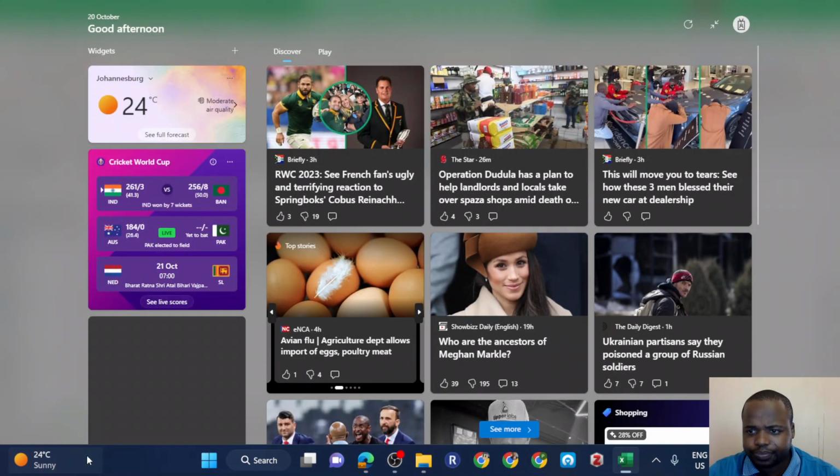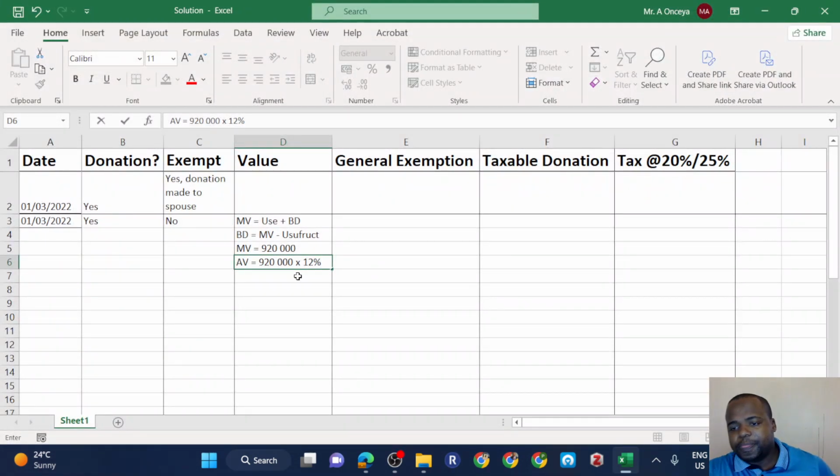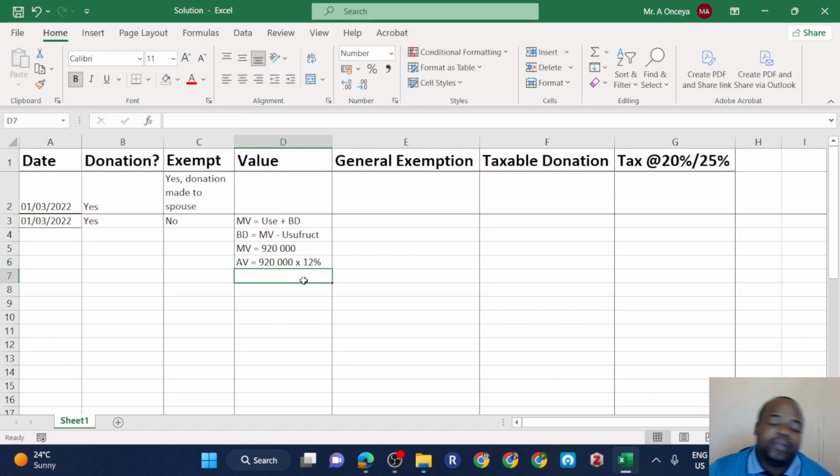So in other words, if you are renting this property, you would expect it to generate 12% of its value per annum, right? Per annum. But this 12%, you can always argue with the commissioner and say maybe 12% is too high. Maybe a property in Sandton, Joburg, you can expect it to yield 12% per annum.